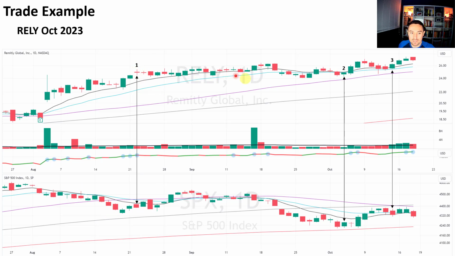Then it starts building this nice multi-week base, starts hitting 52-week highs. And you could see in this vicinity here, around the middle of September, the stock's trying to go, it's trying to go. Look at the 52-week highs. It's trying to go, but look at the weakness of the market. The market's just not letting it.